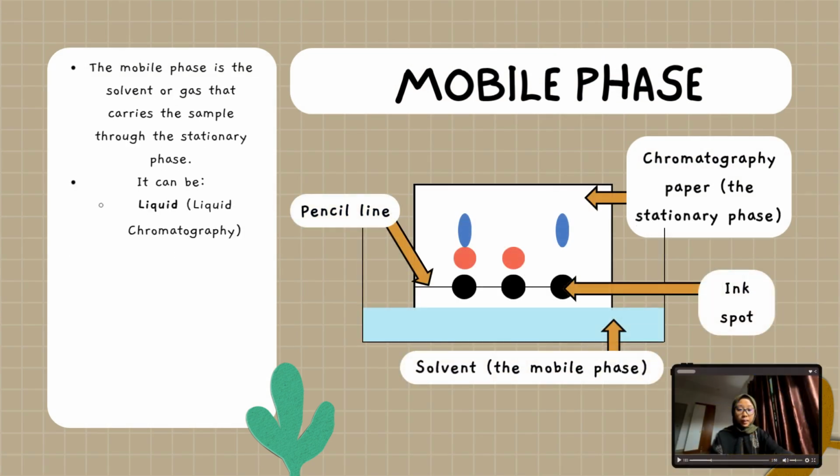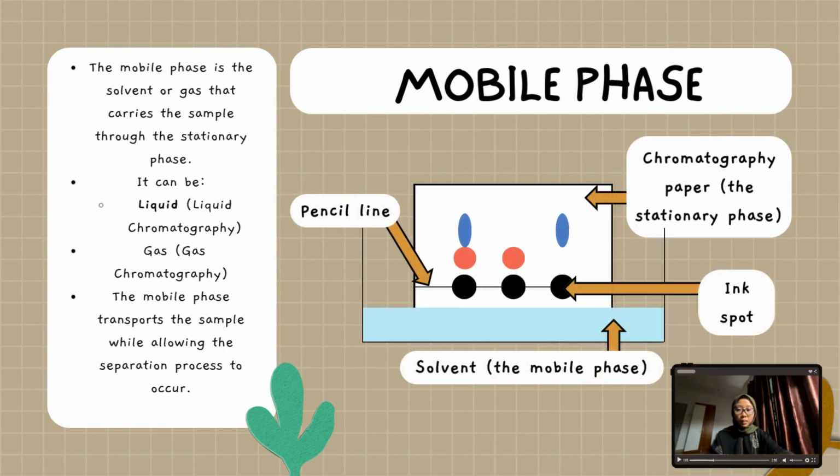Next, I will explain the mobile phase. The mobile phase is the solvent or gas that carries the sample through the stationary phase. It can be liquid or gas. The mobile phase transports the sample while allowing the separation process to occur.